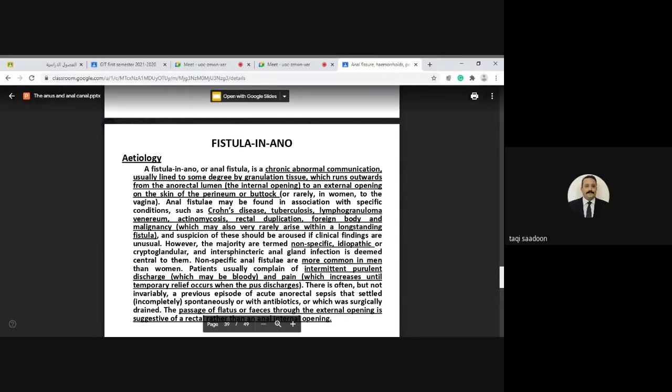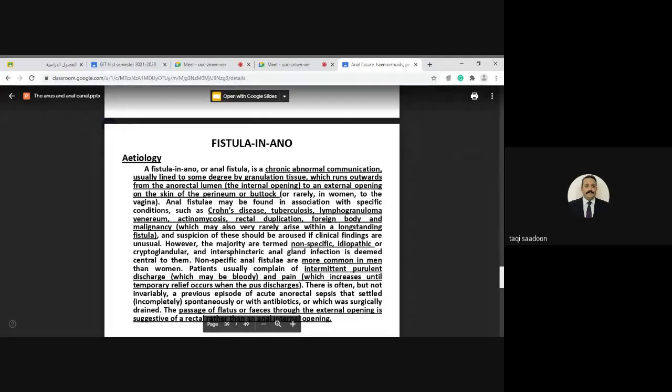Fistula in ano, or anal fistula, is a chronic abnormal communication. It is an abnormal communication, usually lined to some degree by granulation tissue, which runs outwards from the anorectal lumen, the internal opening, to an external opening on the skin of the perineum or buttock.